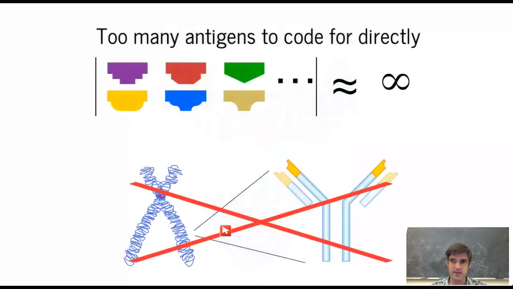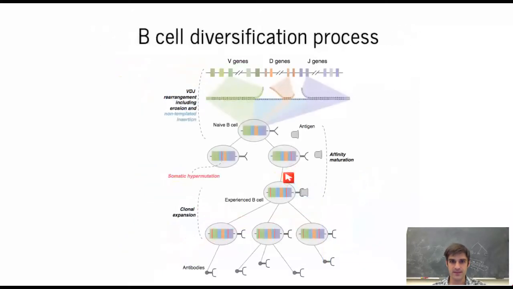Okay, so there's too many antigens to code for directly. If we wanted to have one gene for every antigen that we would need to code for, there's no way that would happen. That would just overwhelm our genetic code. So there's no way we can have one gene in our chromosome for one antibody. So the body has to do something tricky. So this is just an overview, but I'm going to first talk about this top part and then the second part.